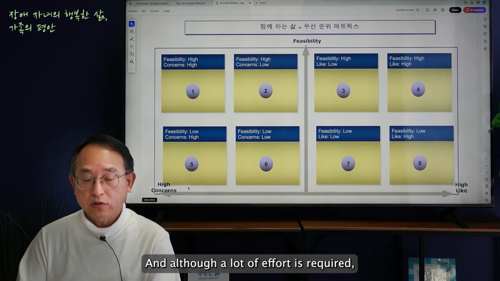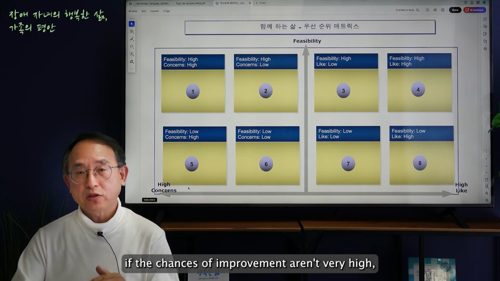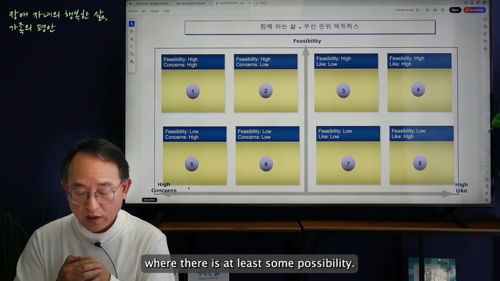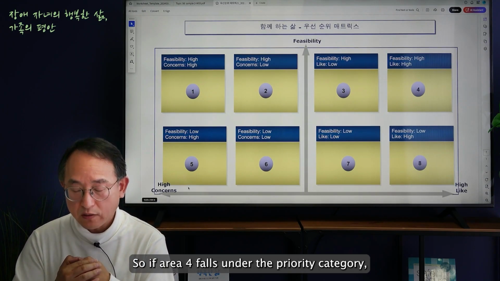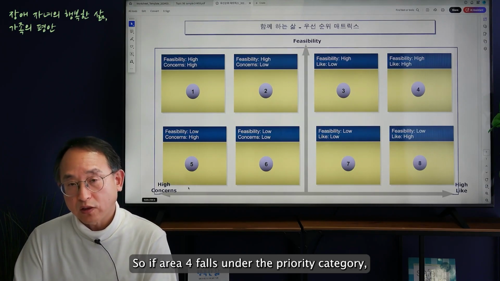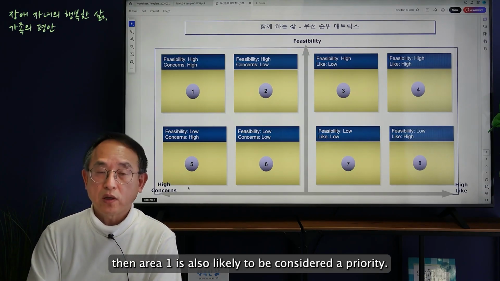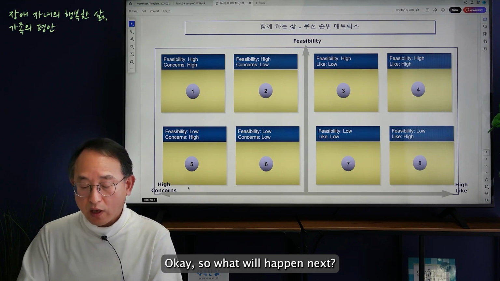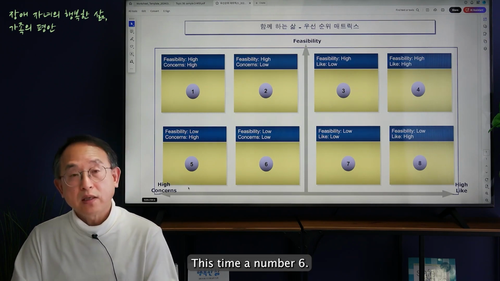And although a lot of effort is required, if the chances of improvement aren't very high, it would be better to start with an area where there is at least some possibility. So if area 4 falls under the priority category, then area 1 is also likely to be considered a priority. Okay, so what will happen next? This time in number 6.